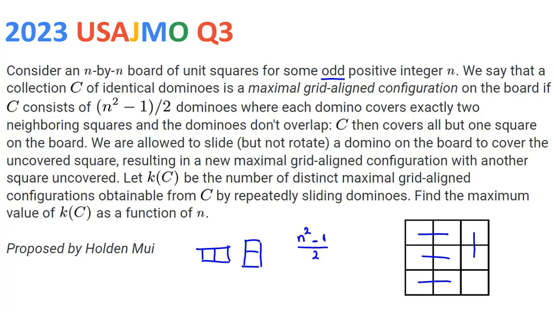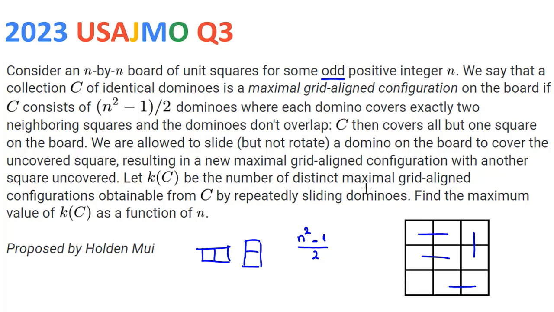Then it says we are allowed to slide but not rotate a domino on the board to cover the uncovered square, resulting in a new maximal grid-aligned configuration with another square uncovered. Okay, so let's slide one of them. For example, we can slide this one or this one. If we slide this one, then it will be this. I should remove this one and finish. For example, this one is now with another square uncovered like this.